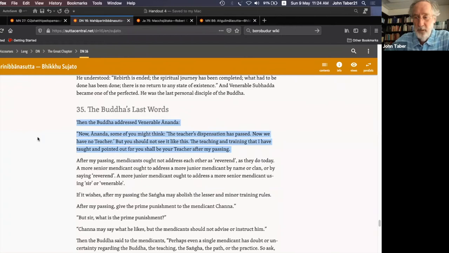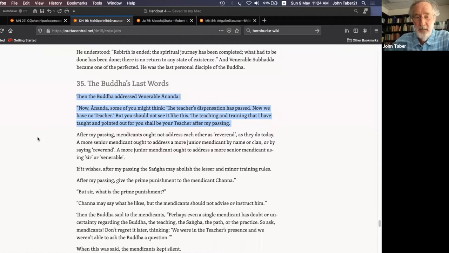He doesn't say much, but the first thing he says is, then the Buddha addressed Venerable Ananda. "Now Ananda, some of you might think the teacher's dispensation has passed. So his teaching is gone. Now we have no more teaching, or now we have no teacher. But you should not see it like this. The teaching and training that I have taught and pointed out for you shall be your teacher after I am gone."